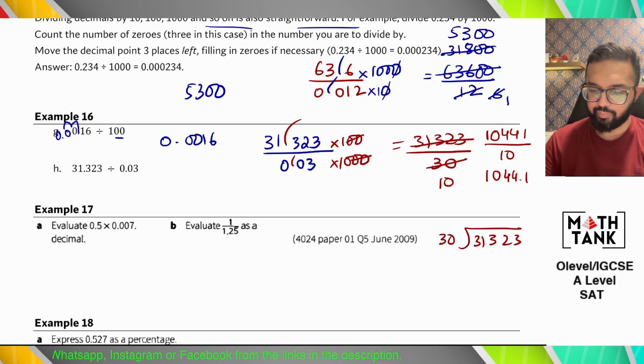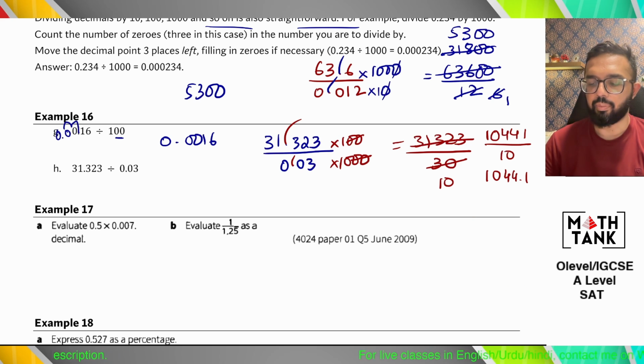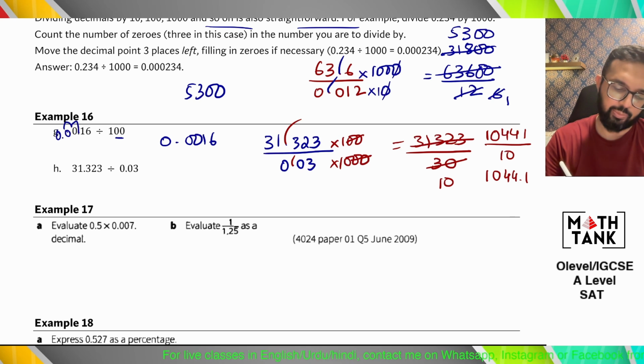I think I have. Put it aside. Yeah. Okay. This is correct. So this gives me 10441 divided by 10, and that gives me 1044.1.